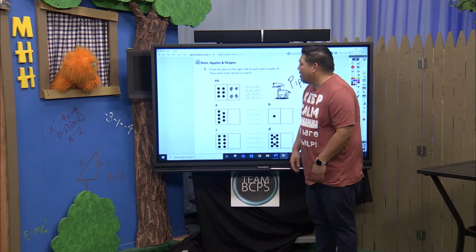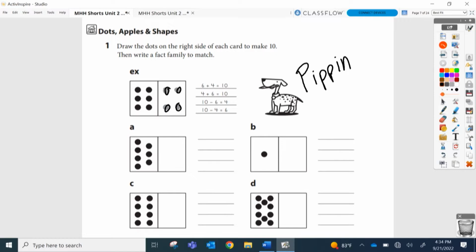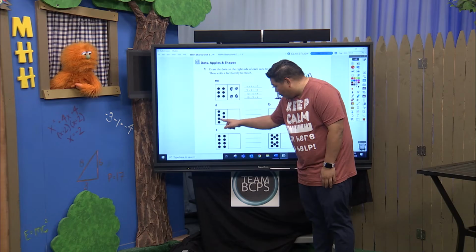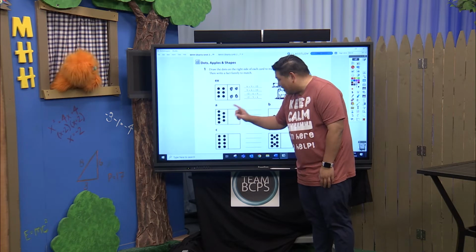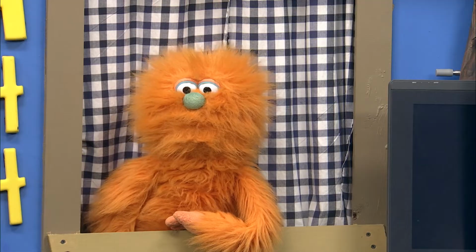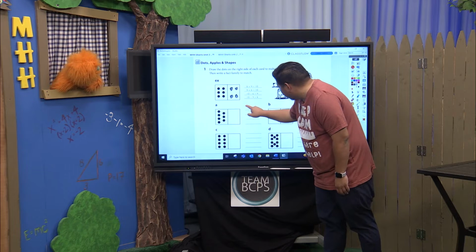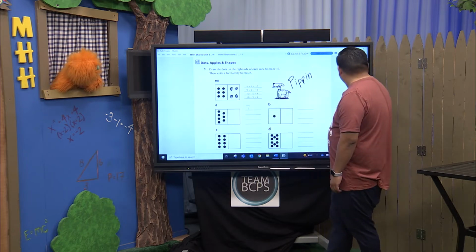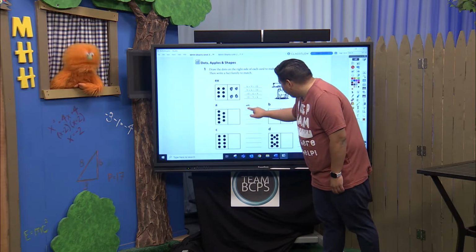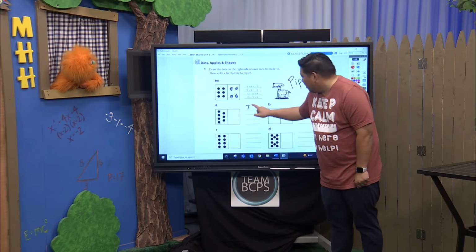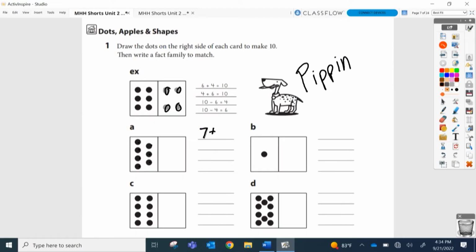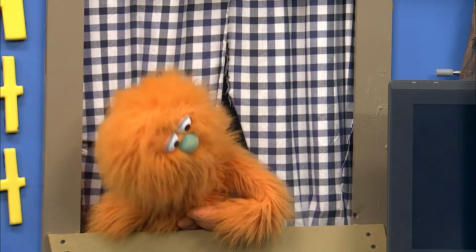Let's start off. What do we need to know first for A? How many circles we have in that first box. So we have 1, 2, 3, 4, 5, 6, 7. So if we have 7, now we have to figure out how many more makes 10. 7 plus what is going to equal 10? Let's see, 7, 8, 9, 10, 3.